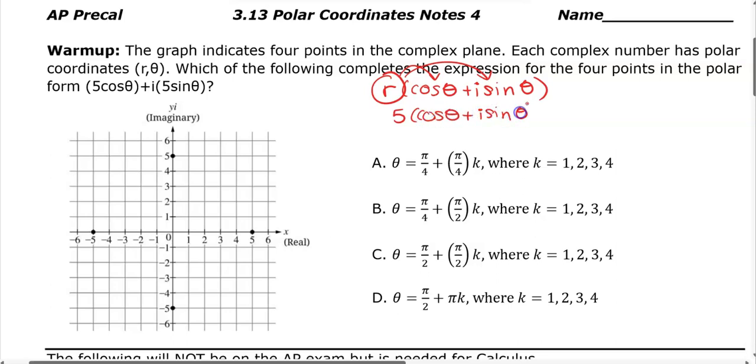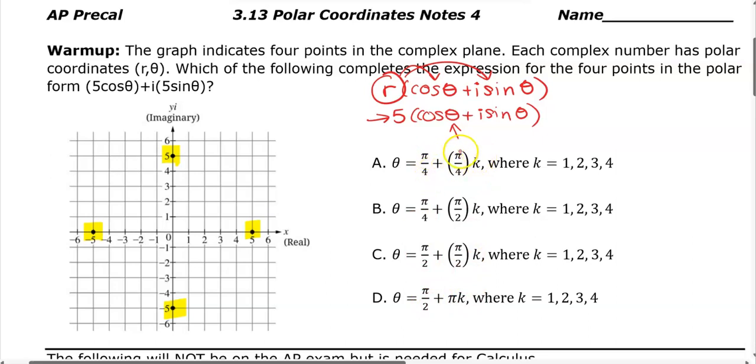sine theta. So that means my r is 5, and I need to figure out what my theta would be. If I look at these points, each one of them is 5 out, and they're on my axes. So that's how I know right away that the 5 definitely works and corresponds with what I need for my r. But let's see what I can figure out here. For my multiple choice answers, my angle, whatever I put in for theta, could be any one of these values.